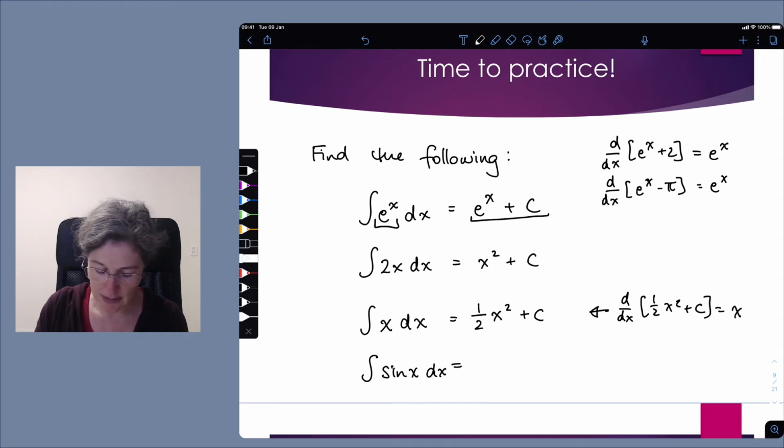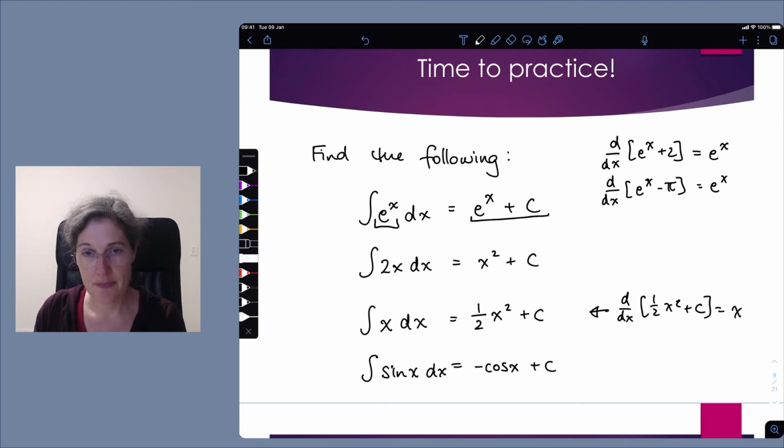Okay, nice. So what did I have to differentiate in order to get sine of x? Well, you know, if we differentiate cosine, we get minus sine. So if I differentiate minus cosine, I will get minus sine, which is sine. So I'm going to have minus cosine of x plus c. Okay, so far so good. We are rocketing along, finding indefinite integrals, but obviously it gets more complicated.